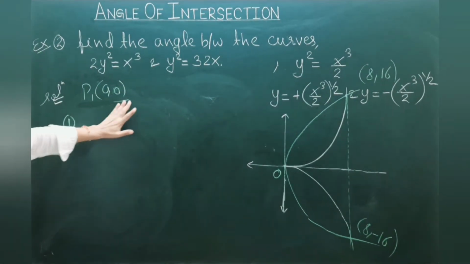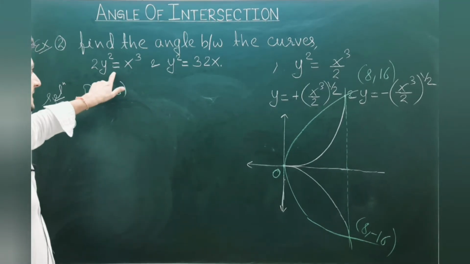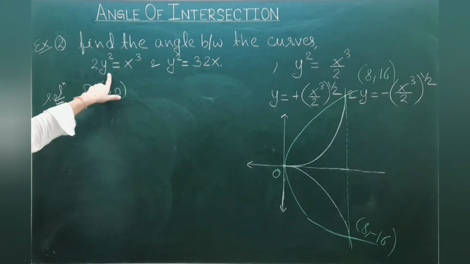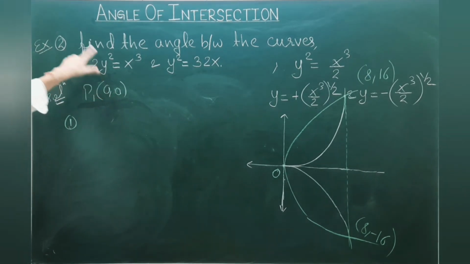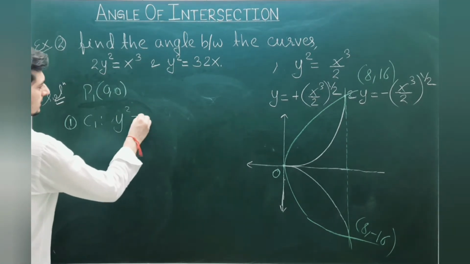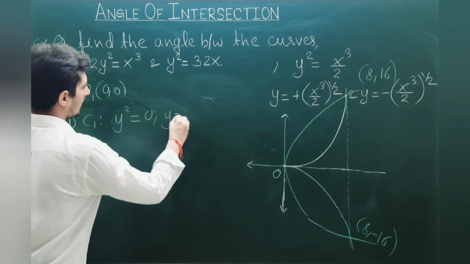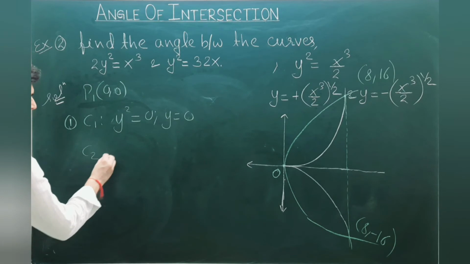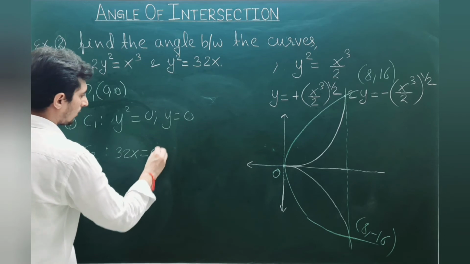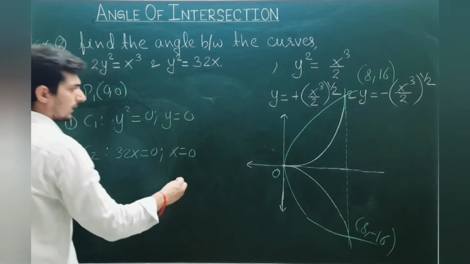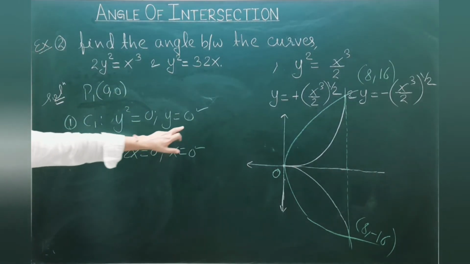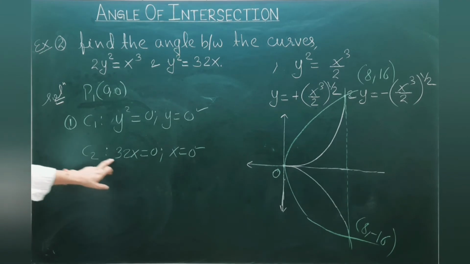So here, for the curves C1 and C2, at the origin, the point P1 (0, 0), the equation of the tangent is going to be the lowest degree term. Here I have y square, so for the curve C1, I equate y square equals 0, which is nothing but y equals 0. And for the curve C2, the lowest degree term is 2x equals 0, or x equals 0. This is the x-axis and this is the y-axis. That means the x-axis is tangent to C1 and the y-axis is tangent to C2.